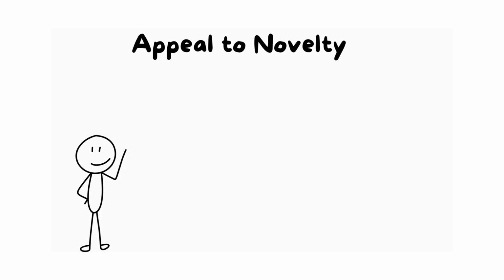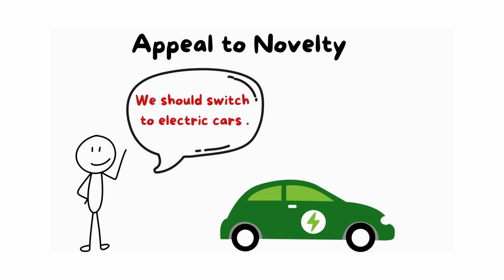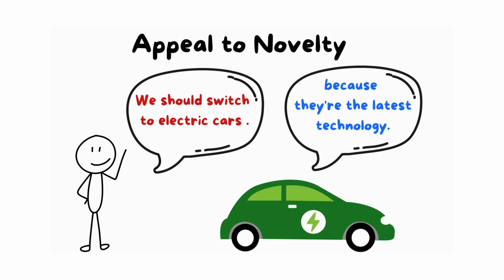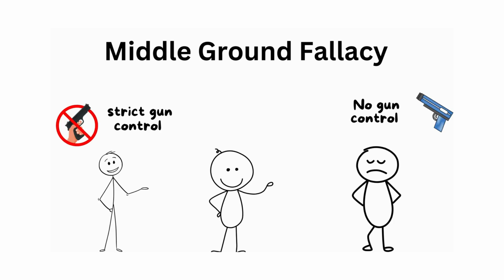Appeal to novelty. This is the opposite of appeal to tradition. It occurs when someone argues that something should be done a certain way because it's new or modern. Middle ground fallacy. This occurs when it's assumed that the middle point between two extremes must be the correct position.